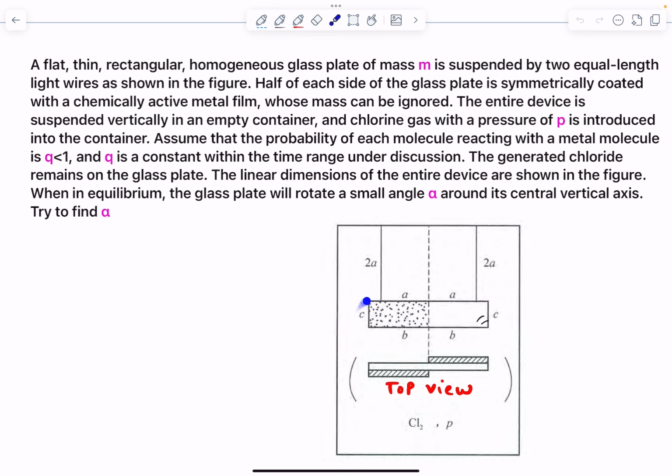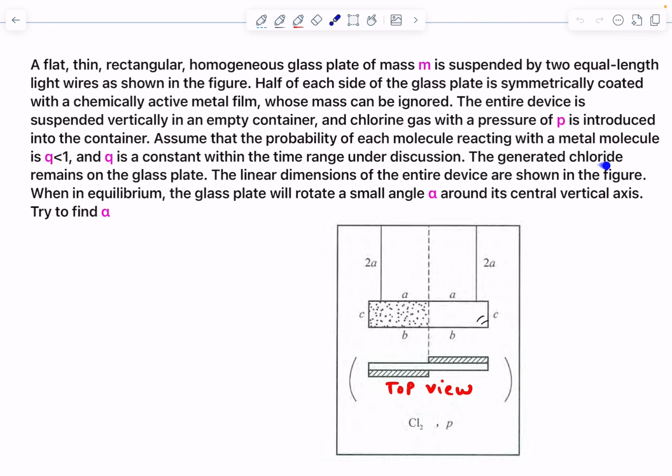Now obviously there are chlorine molecules flying around in very large numbers inside the container. So let's say this blue dot is a chlorine molecule. Of these molecules that are going to be incident on this metal film, some of them are going to react and some of them are not going to react. They're just saying that the probability that one of those molecules actually reacts with that metal plate is Q. There's a 1 minus Q probability that it does not react.